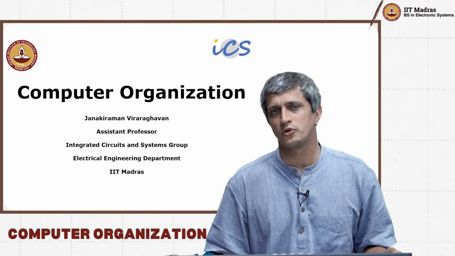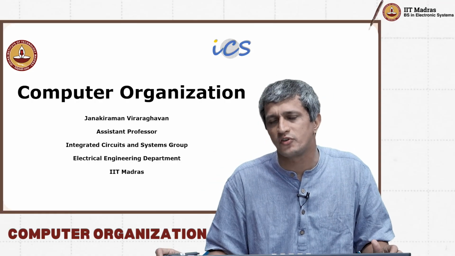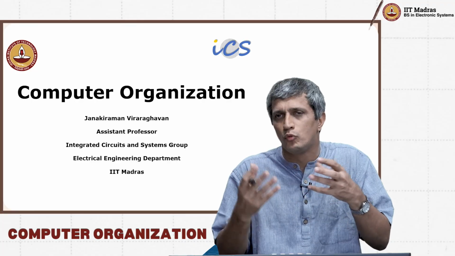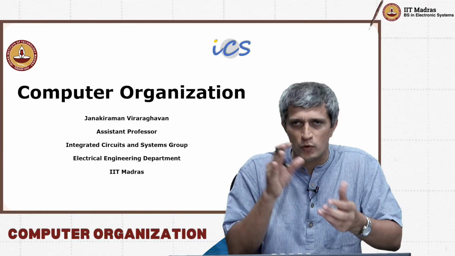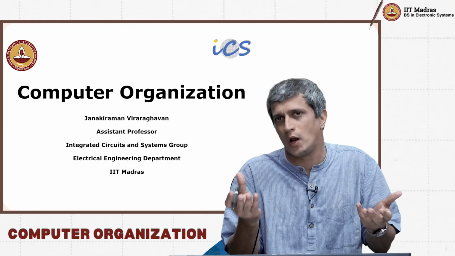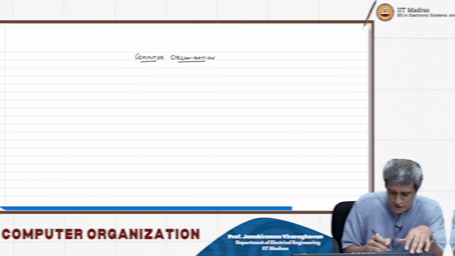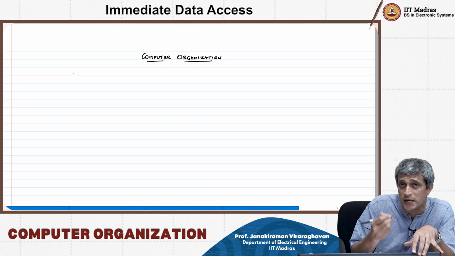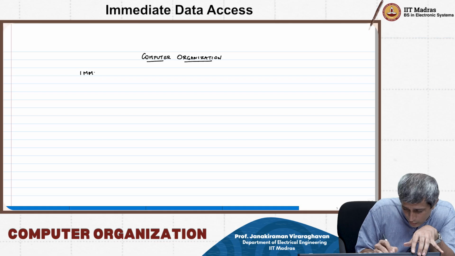Hello all and welcome back to this course on computer organization. In the last couple of videos, we looked at the idea of moving data from memory, or moving data from a register into another register and so on. However, there is another operation which is very critical to any microprocessor, and that is called immediate data access.